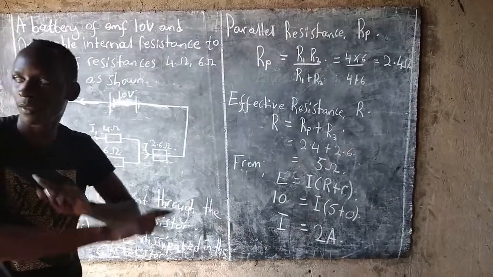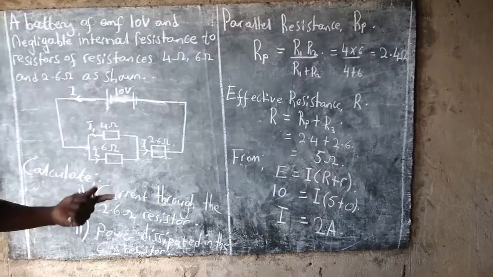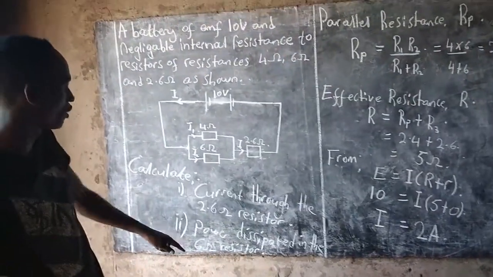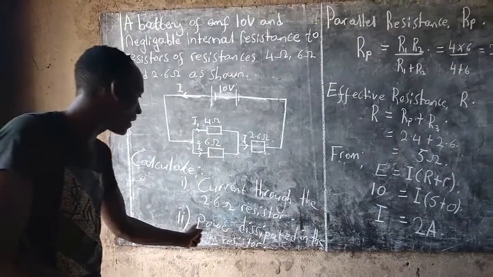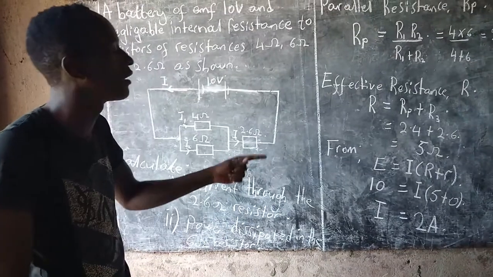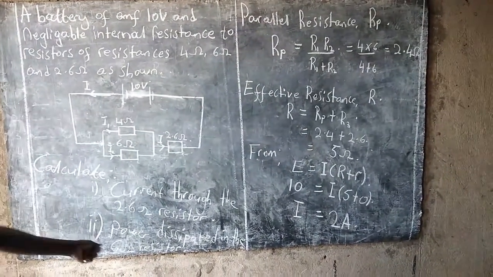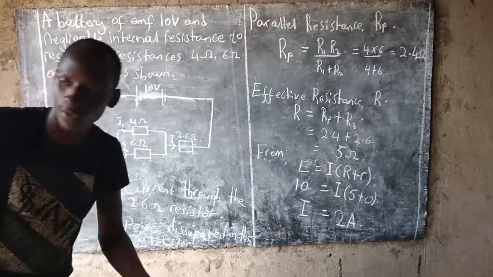Yes, very interesting there. So before we stop, let us now look at this other part. Power dissipated in the 6 ohm resistor. And you think you can copy down this before we start doing this one. Thank you.